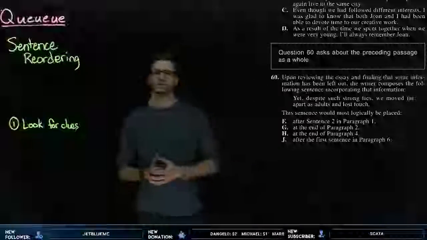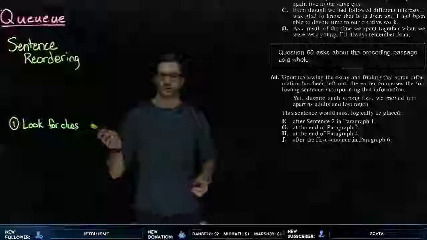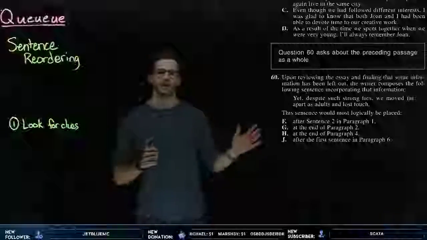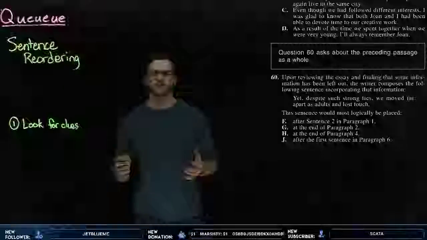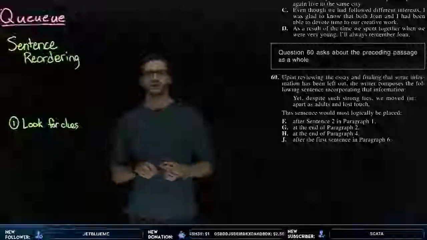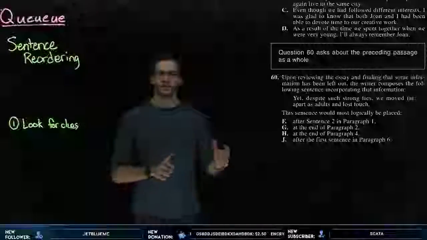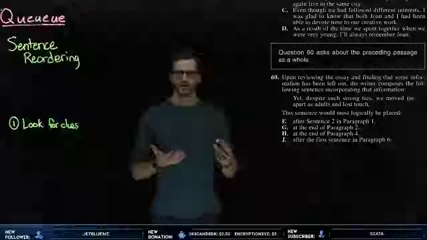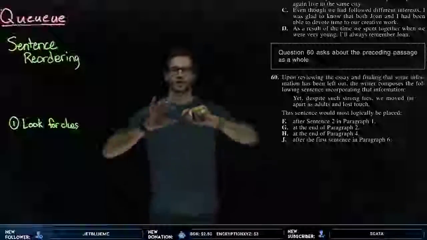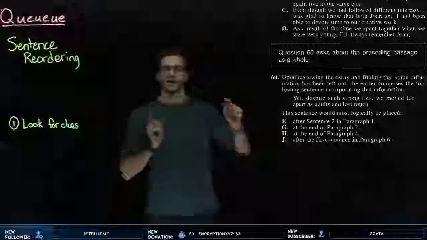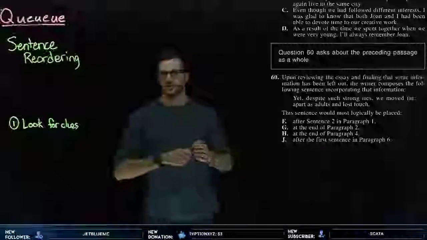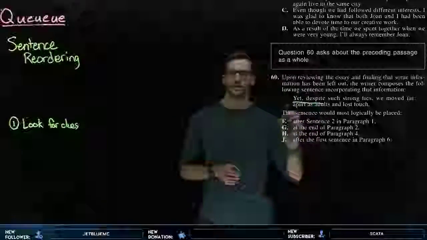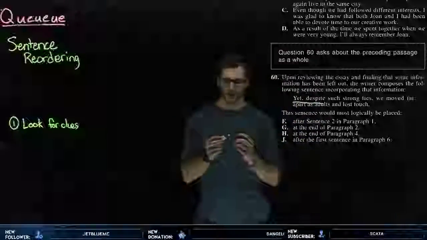This sentence would be most logically placed, so let's look for clues again. Yet, despite such strong ties, we moved far apart as adults and lost touch. Okay, we have the word yet. Wow, that's literally a whole question type, which is transitions, right? Would you use the word yet or therefore? Something like that. So we have the word yet, which means we have contrast. Despite such strong ties, so yet and despite, it's kind of hopping on top of each other.